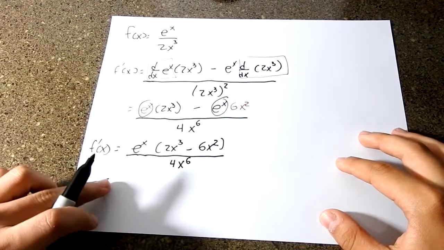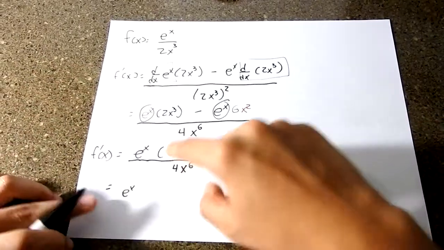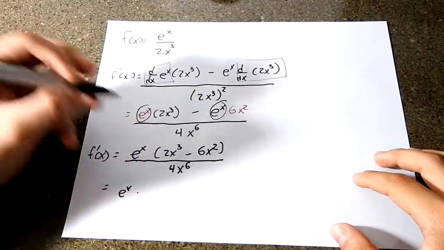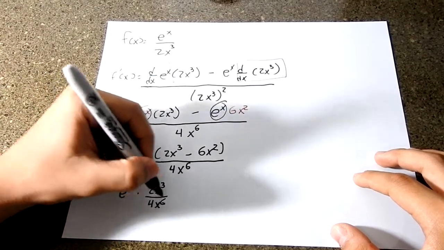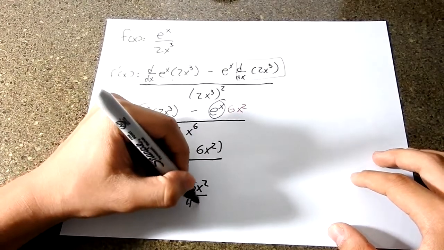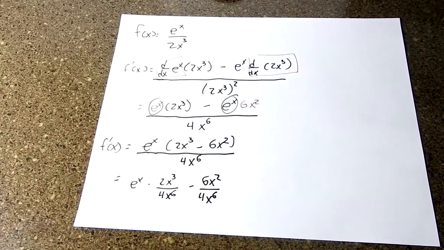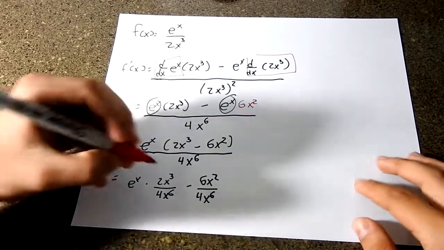So I'm going to simplify as much as possible. We have an e to the x over here. I'm going to take it out just for simplicity, and I'm going to split the fraction here. So we have e to the x times 2x to the third power over 4x to the 6th minus 6x squared over 4x to the 6th. I just split the fractions. Now we can simplify over here.